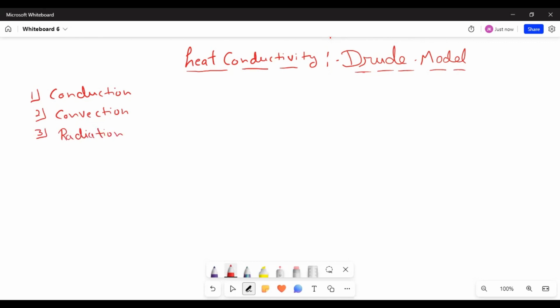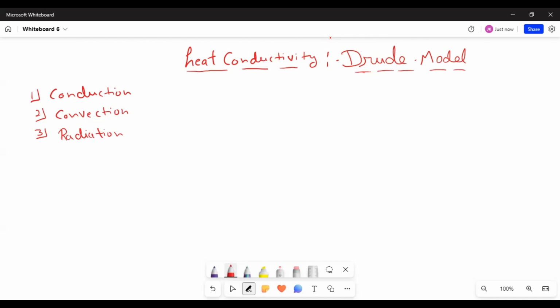In the conduction mode of heat transfer, two materials of different temperature are in contact, right? One at higher temperature, another at lower temperature. With this contact, they transfer their heat, but there is no involvement of mass. There is no mass transfer. This way of heat transfer is called conduction.